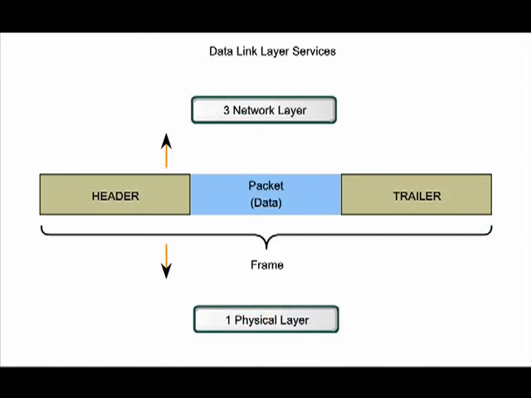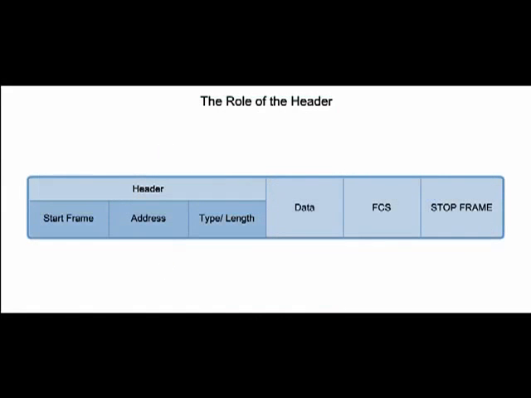The data link layer prepares a network layer packet for transport across the local media by encapsulating it with a header and a trailer to create its own protocol data unit, or PDU. The data link layer PDU is called a frame. The frame header contains the control information for the specific logical topology and media used.